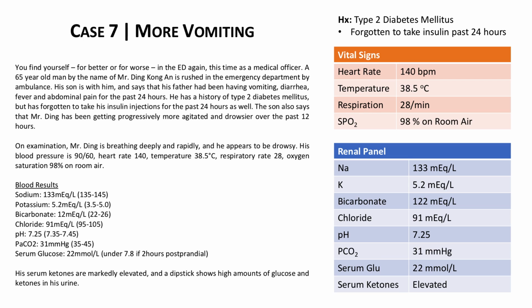The important point I want to draw out here is he's a type 2 diabetic patient. He's having vomiting, like some kind of gastric infection, and he forgot to take his insulin in the past 24 hours. Just bear this at the back of your mind. Vital signs, can we go through which one is high, which one is low? High is heart rate, temperature, respiration. And SpO2 is?